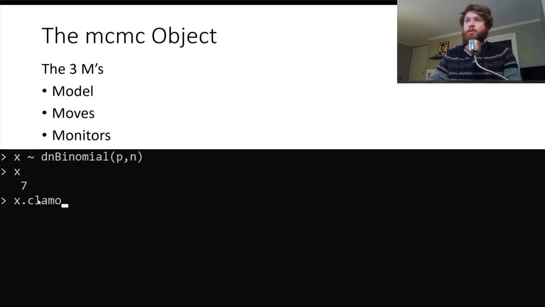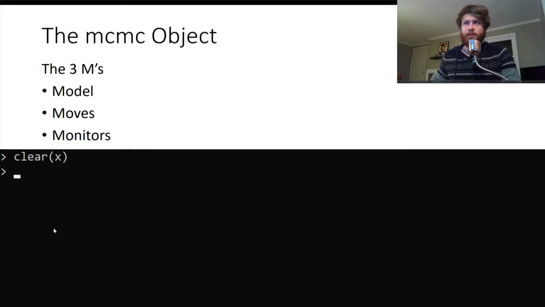But what we want to do is attach some data to this x node, and we can do that with this clamp method. So let's say we actually had 3 heads, and we wanted to attach it. So now if we look at x, it's 3, so we can use this clamp method to attach data to a node.